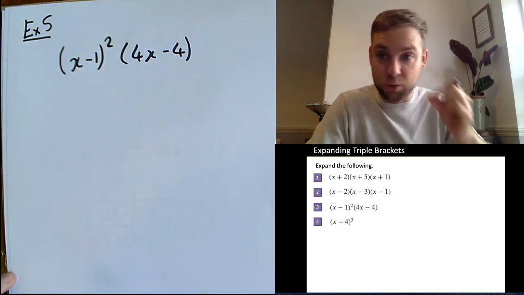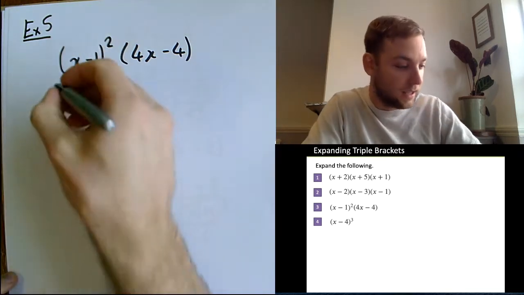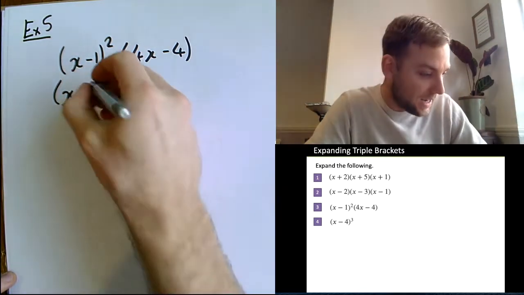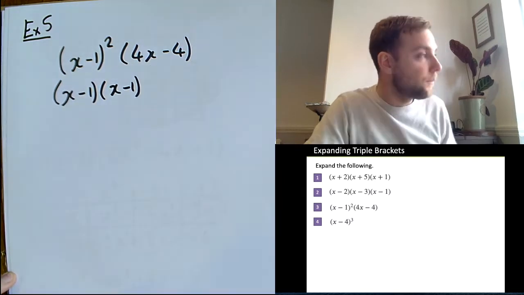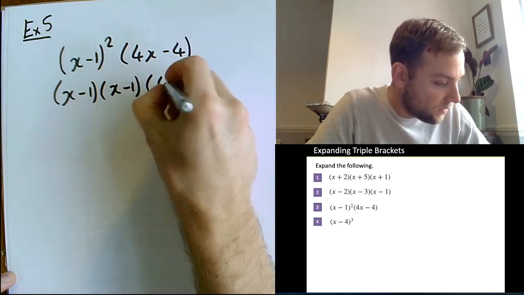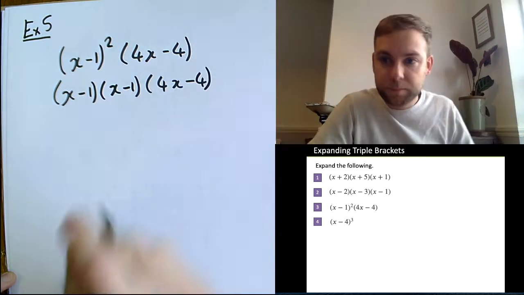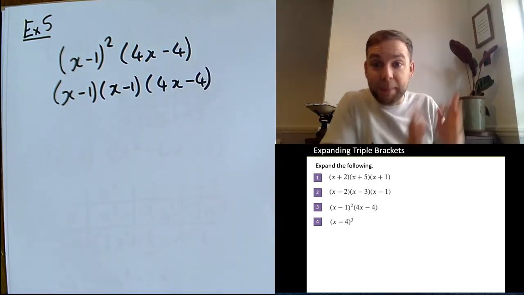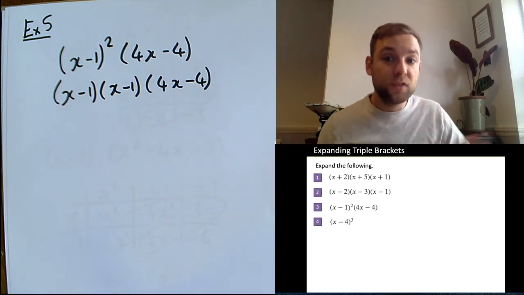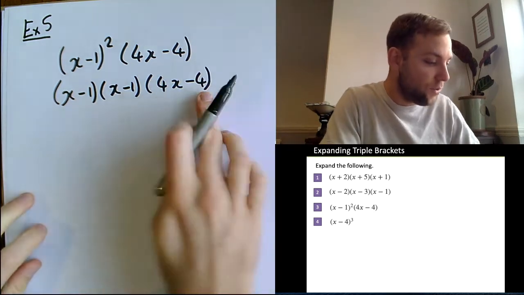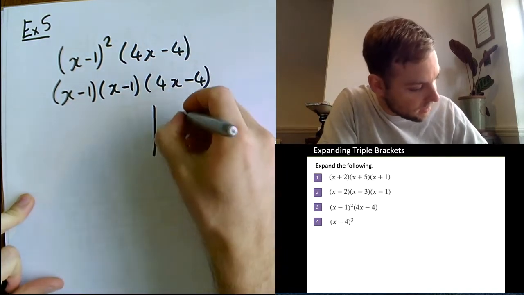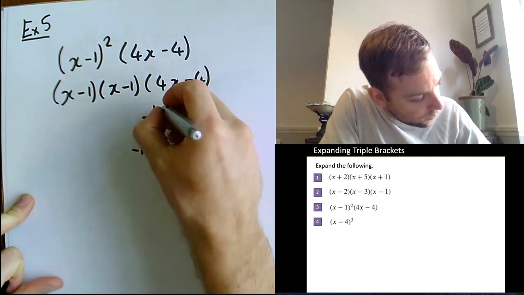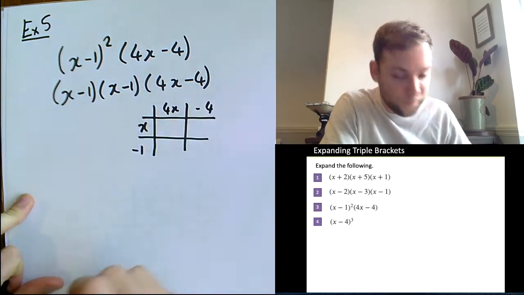So this here, and it's worth writing this out to show the examiner you understand, means x minus 1 times by x minus 1 times by this 4x minus 4, like so. So it's that bracket times by itself. And then you just follow exactly the same steps. So I'm going to do this one here first. This one here is going to be 2 by 2. X minus 1, 4x minus 4.